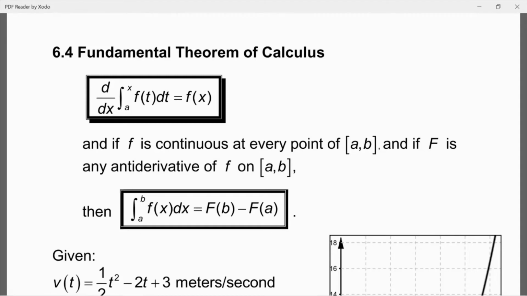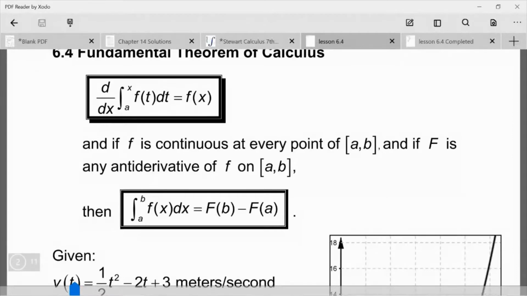This is AP Calculus AB, and in this video I'm going to talk about section 6.4, and that is the fundamental theorem of calculus. Now, the fundamental theorem of calculus has two parts, and we're going to talk about both of these parts. We'll actually talk about the second part first and then go back to the first part. But let me just show you what the fundamental theorem of calculus says.